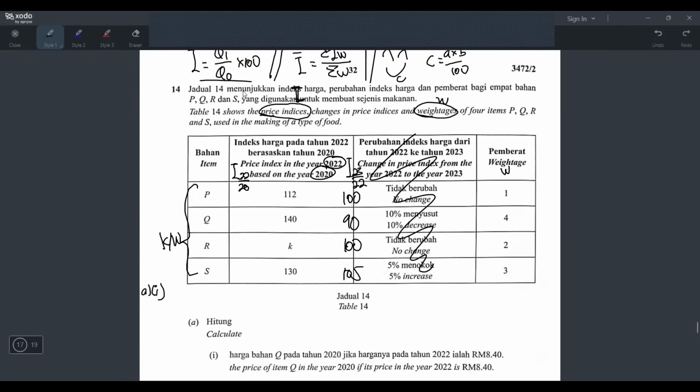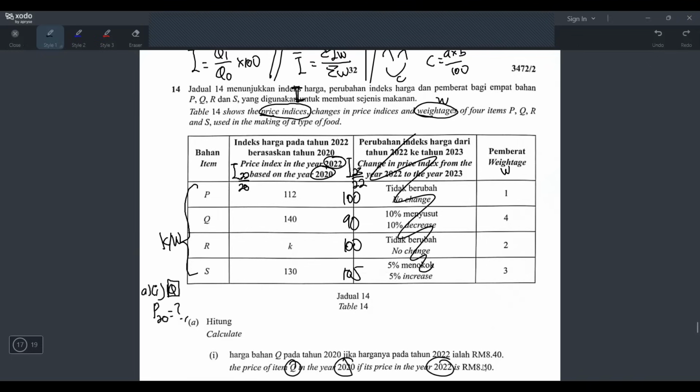But let's read what the question says. Calculate price of item Q. Q is the keyword. So the price of item Q. I will straight away write Q here, because this is a very important keyword. At the year 2020, it means I want to find the price in 2020. So what I'll write is the price for 2020 equals question mark.